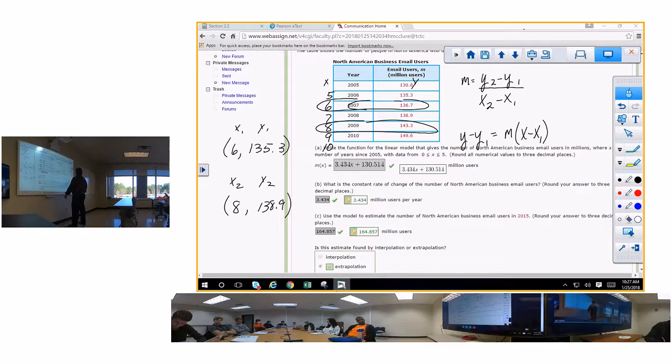Okay, so here we go. You've got to find the slope. So M is equal to parentheses 138.9 minus 135.3 over X sub 2, which is 8, minus 6. So M is equal to something over 2. Somebody do the 138.9 minus 135.3, 3.6. Somebody check that for me.